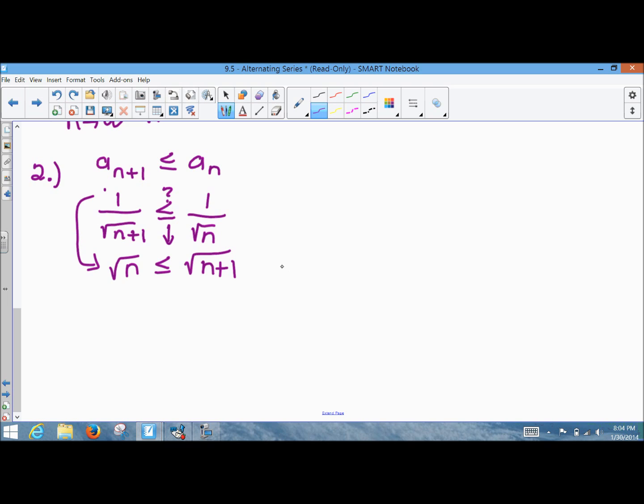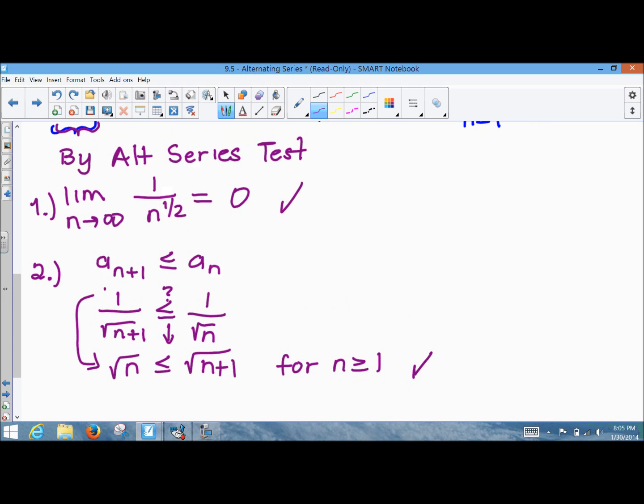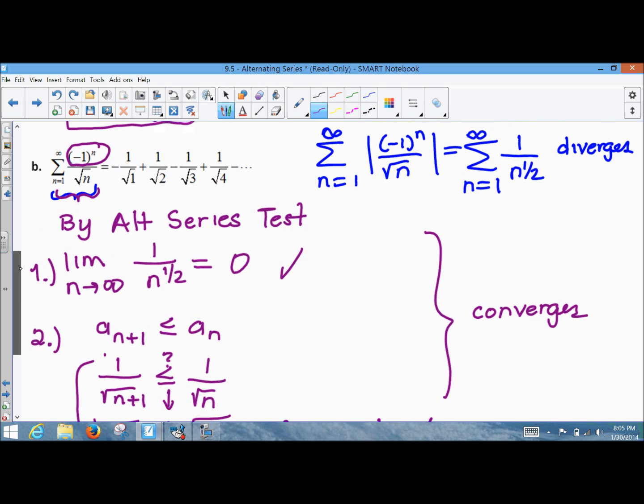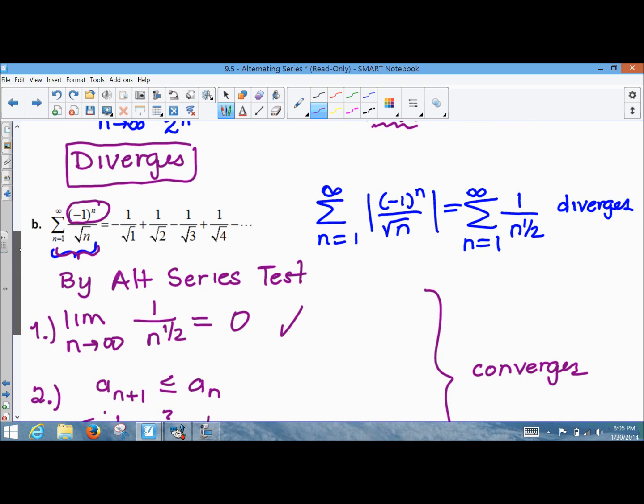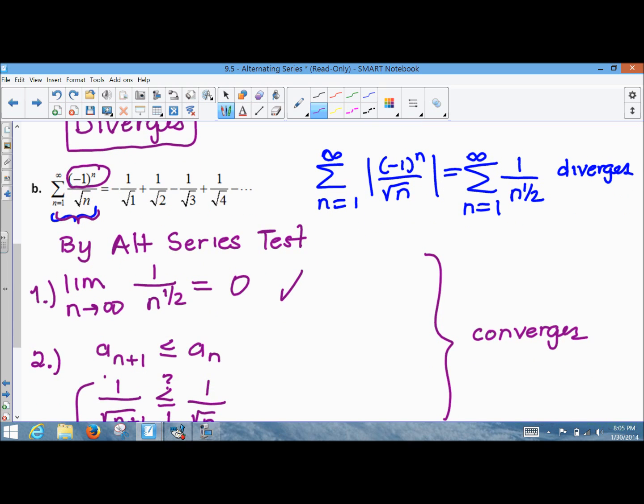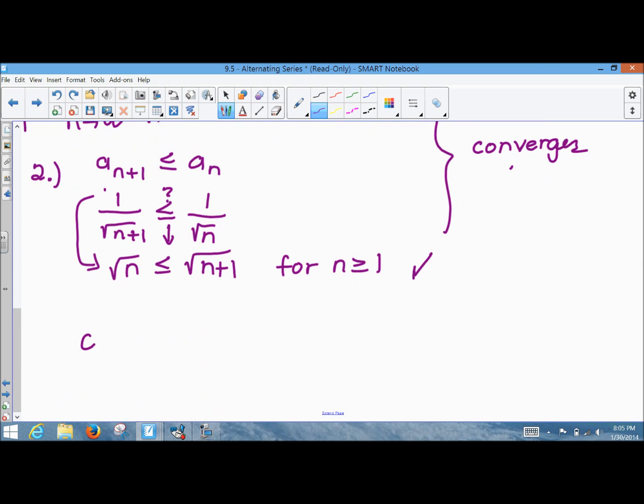Remember, this is only going to hold for values of n that are 1 and greater, because that's what n does. It starts at 1, then goes to 2, and so on. That certainly is true. So criteria 2 has been met as well as criteria 1, which means this series converges by the alternating series test. But if you recall, it diverged when we took the absolute value. Since we have a conflict of terms here, that would mean that this guy is only conditionally convergent.